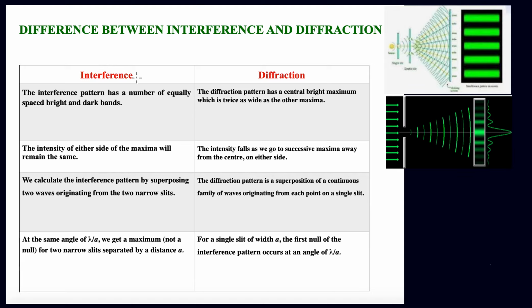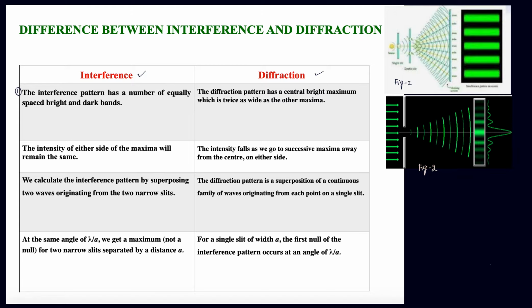So this is the interference and this column shows the diffraction. First we'll start with the first point: the interference pattern has a number of equally spaced bright and dark bands. You can see in this diagram, this is figure number 1 I have drawn for you, and this is figure number 2 to study about.